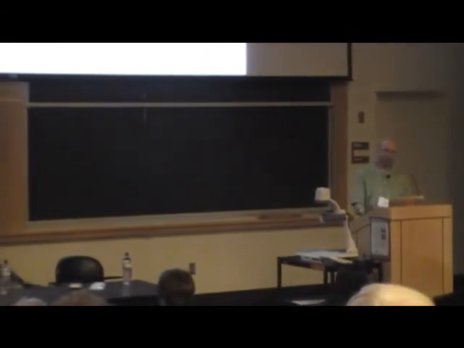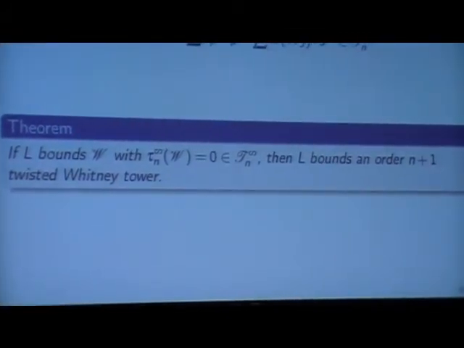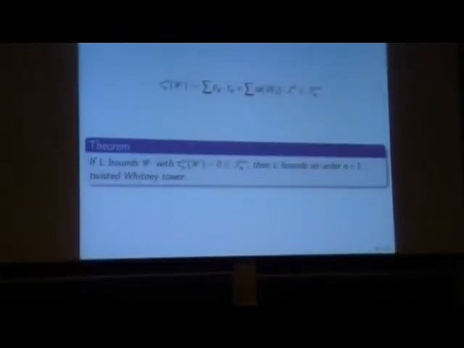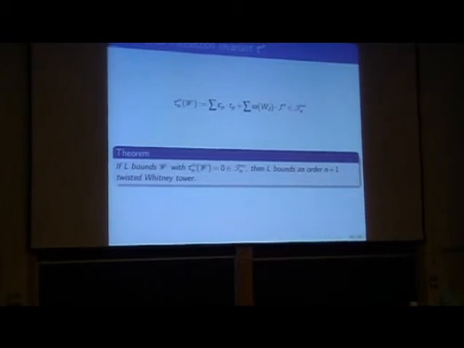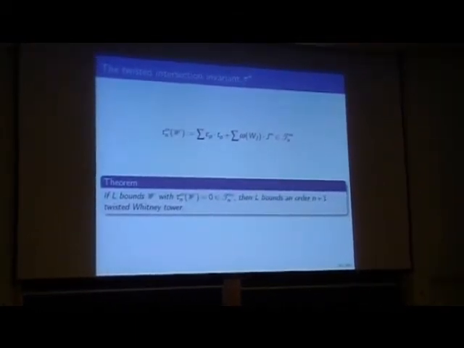Okay, so in this group, we have this twisted intersection invariant, and we have the analogous theorem where, if it's zero, we can build the next order Whitney tower. Now, again, it's the same idea where you realize the relations as before, everything's localized near the trees, and you can do all these moves.